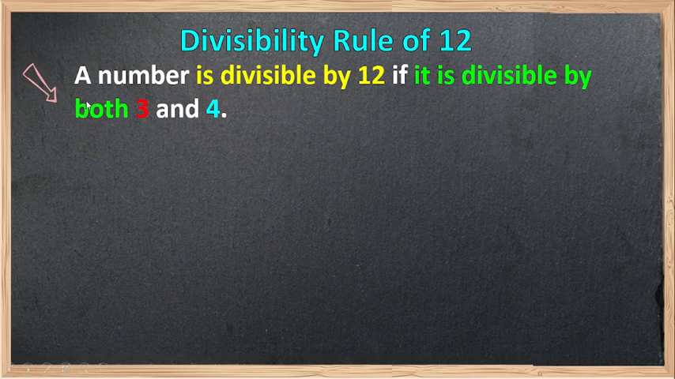So now let's have the divisibility rule of 12. The rule is: a number is divisible by 12 if it's divisible by 3 and 4. As you can see, it's similar to the divisibility rule of 6. The divisibility rule of 6 requires satisfying the condition that a number is divisible by both 2 and 3. In the divisibility rule of 12, you need to satisfy that a number is divisible by 3 and also divisible by 4.